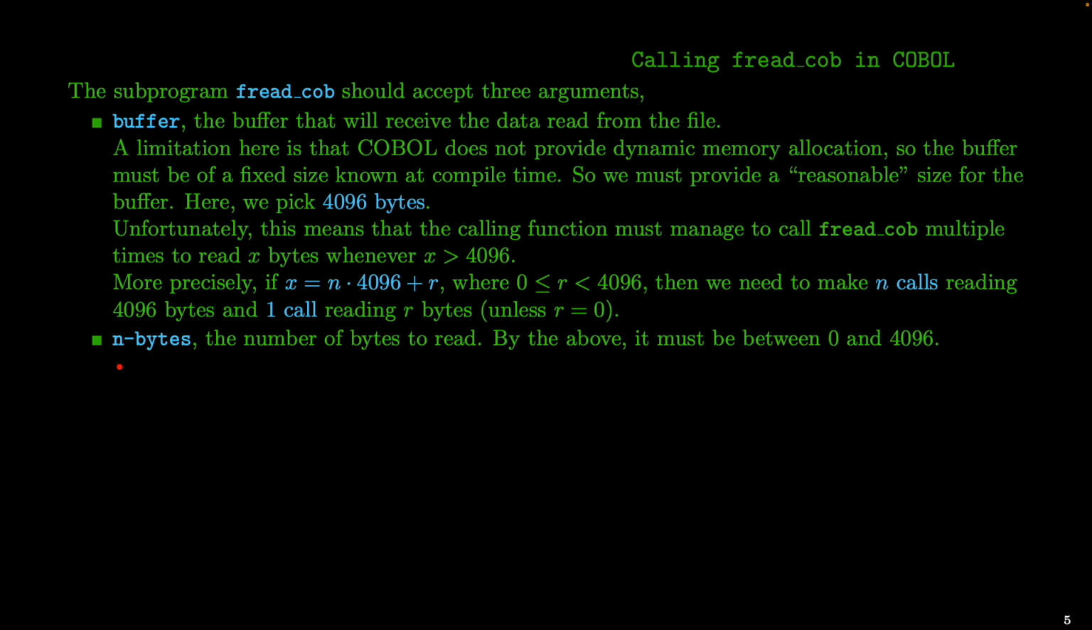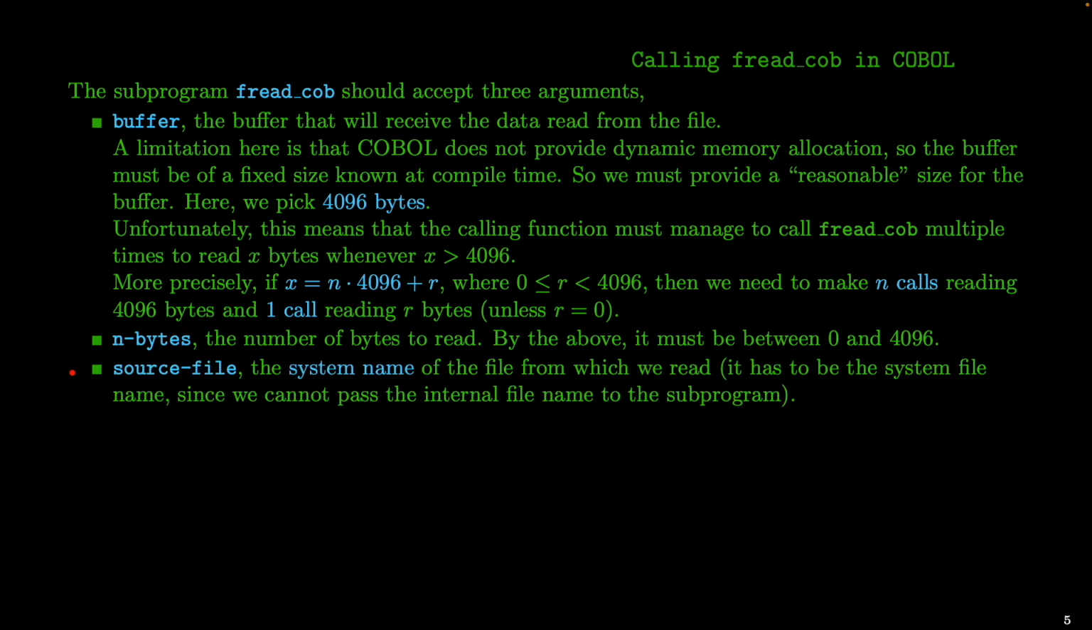The second argument for fread_cob is n bytes. So this is just the number of bytes we wish to read. And by the discussion above, clearly this must be between 0 and 4096. If we wish to read more bytes, then as I said here, we have to split this over multiple calls.